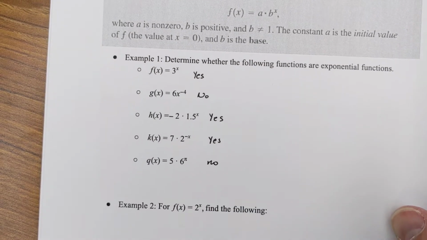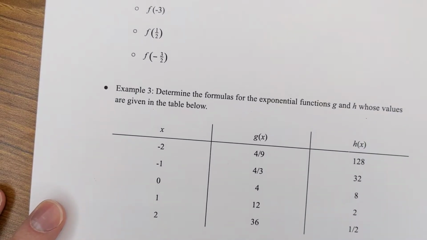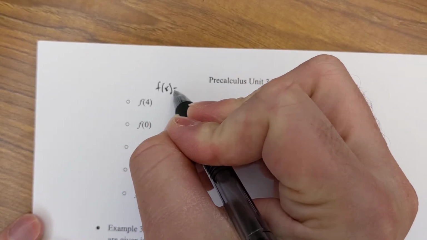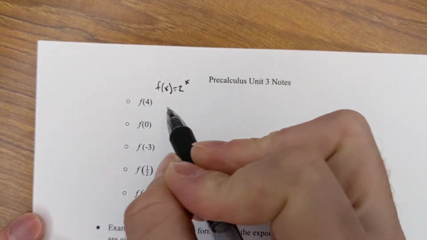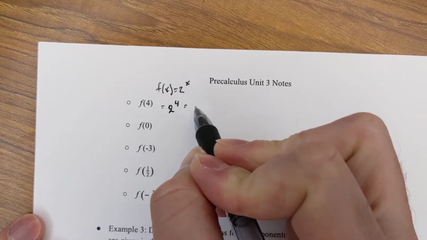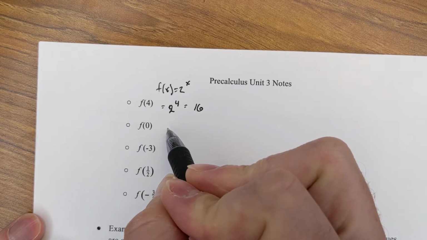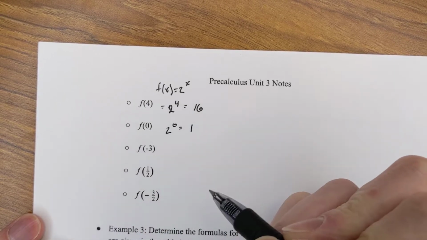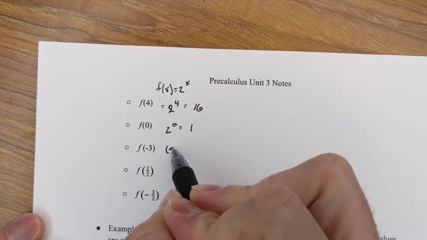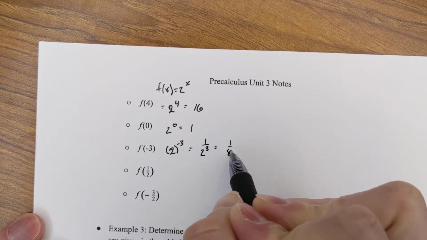Example 2: for f of x equals 2 to the x, find the following. We'll jot that down here: f of x is equal to 2 to the x. So f of 4 is 2 to the 4th, which is 2 times 2 times 2 times 2, which is 16. f of 0 is 2 to the 0th, which is 1, because anything to the 0th is 1. f of negative 3 is 2 to the negative 3, which is 1 over 2 cubed, which is 1/8.